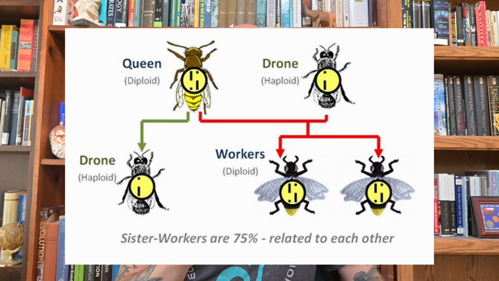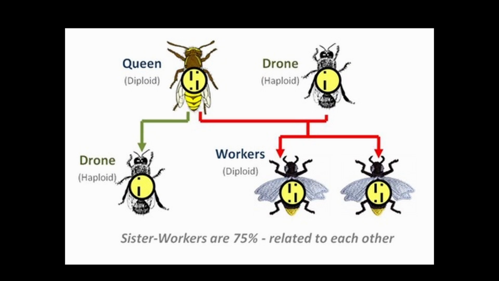In eusocial wasps, there exists what's called a haploid-diploid system, in which all the males are haploid, being born from an unfertilized egg, and all the females are diploid and come from fertilized eggs. Hence, offspring are 100% of their father and 50% of their mother, meaning that they are actually more related to their sisters, including the queen, 75% relatedness to one another, than they would be to their own offspring, only 50%.